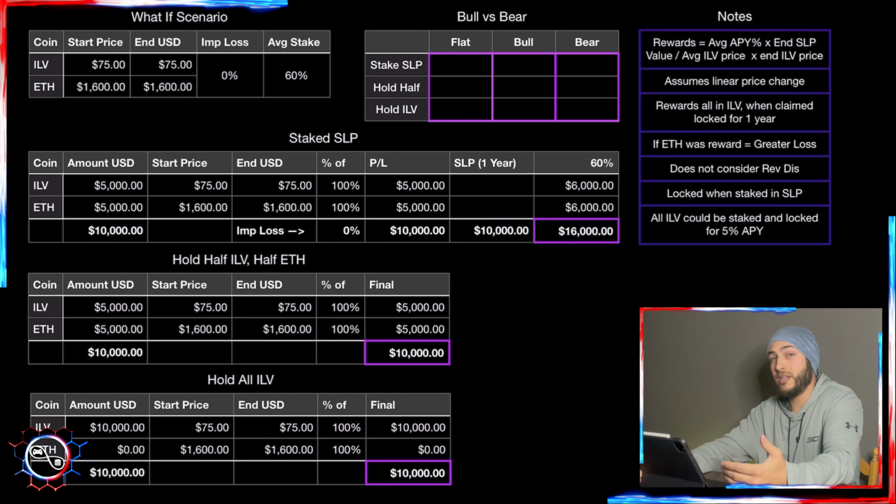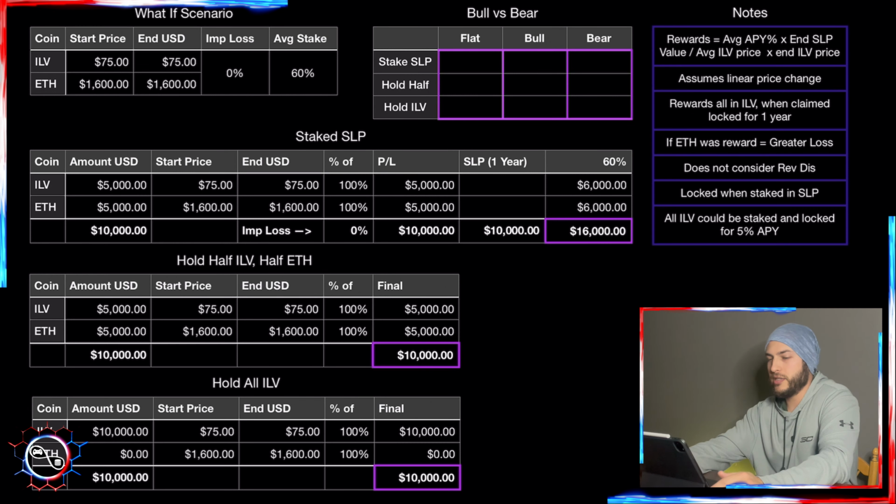This is not taking into consideration revenue distribution. So anything you see here that's based on getting into the staking protocol, know that you can be making even more of a return when it comes to Rev Dis, but I'm not even doing those calculations right now. Keep in mind, when you have it staked in the SLP pool, it is locked up, and my calculations assume you're locking up for the maximum of 1 year. There is another scenario where you lock up just ILV, but I'm not going to talk about that in this video because it's only a 5% APY on that.